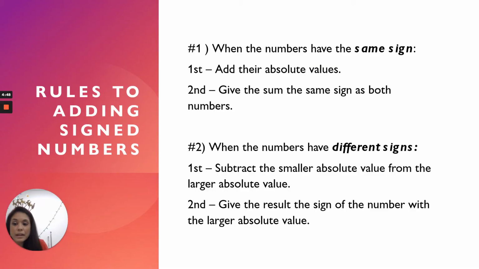So some rules for adding signed numbers. The first rule, when the numbers have the same sign, you first want to add their absolute values. You want to take the signs off. And then second, give the sum the same sign as both numbers. Number 2, when the numbers have different signs, you first subtract the smaller absolute value from the larger absolute value. Then you give the result the sign of the number with the larger absolute value.